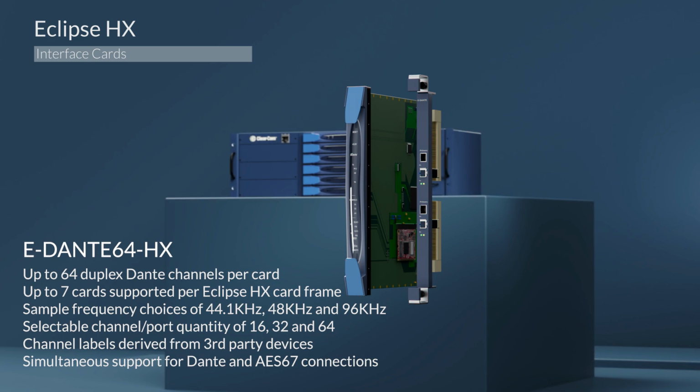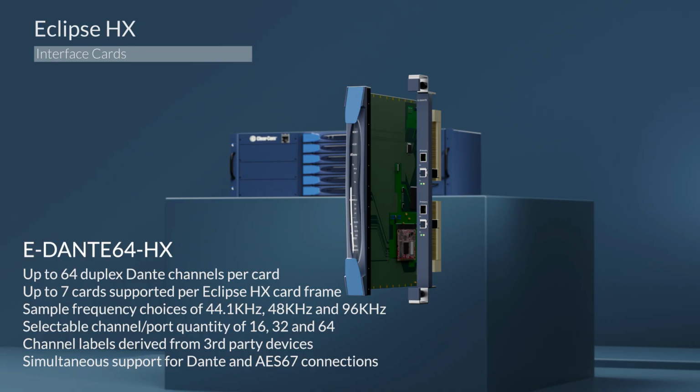one fiber pair connection. Sample frequencies of 44.1, 48, and 96 kHz, and a selectable channel or port quantity of 16, 32, or 64. Channel labels can be derived from third-party devices. Optional SFP fiber interface for both the primary and secondary network interfaces is available. You also have Vox on all 64 inputs.